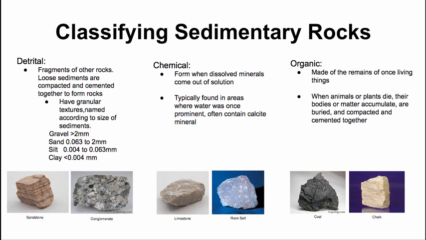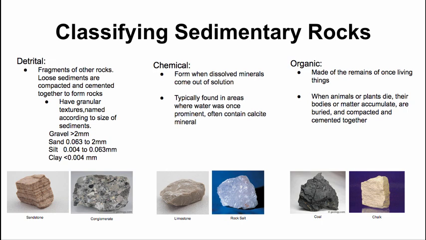And when we classify sedimentary rocks, they fall into three categories. The most common sedimentary rock is detrital, which means it's made from other rocks. It's basically loose sediments that have been pushed together from pressure from above to form rocks. And they have a granular texture, which is named based upon the sediment size. So it can range from above 2 millimeters all the way to as small as 0.004 millimeters.